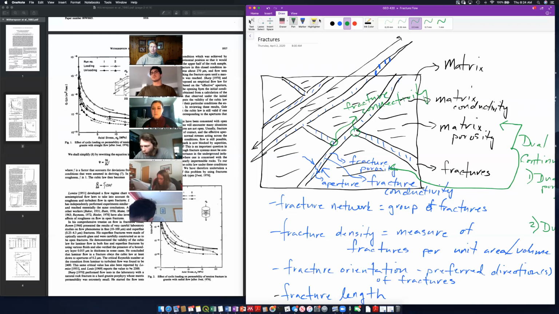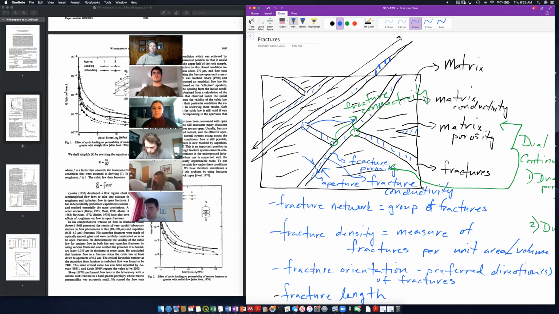You can imagine if I've got a fracture here that just is in my block and doesn't connect to anything. It's the exact same sort of idea as effective porosity. It's just a dead end fracture and it doesn't contribute to fluid flow. All right, so the number of intersections becomes very important in determining how well this fracture network is going to transmit water.